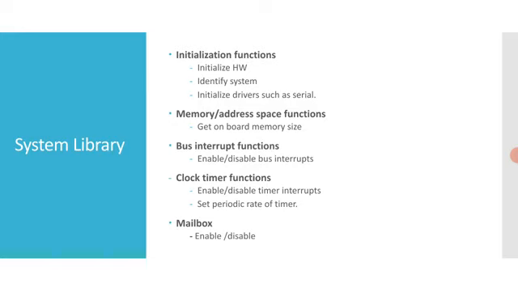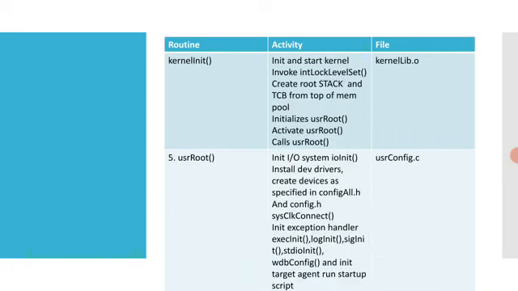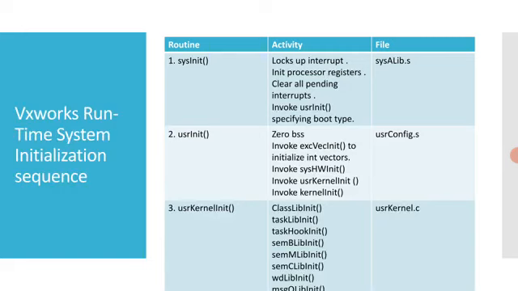So the VxWorks runtime system initialization sequence follows like this. These are all the routines. The first routine is sysInit, followed by usrInit, then usrKernelInit, then kernelInit, and then usrRoot. The respective activities are given and the respective file is given.